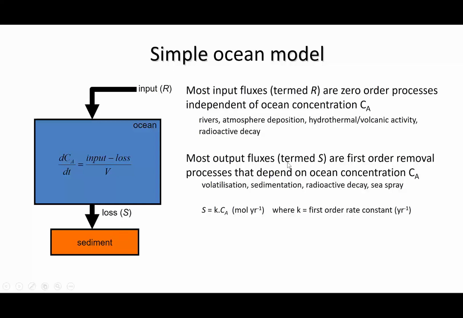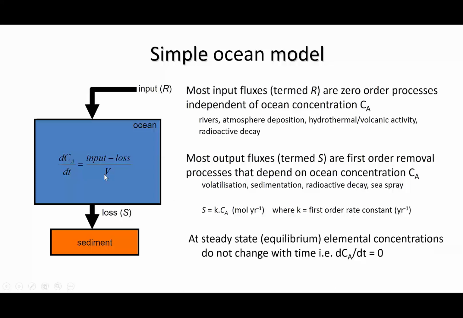Most of the input fluxes are zero-order processes, so they aren't dependent in any way on the concentration of the elements in the ocean. But as we discussed in the cycles lecture, most of the output fluxes are actually dependent on the concentration of a particular element or ion in the ocean, and as a result are a first-order process or follow first-order kinetics.